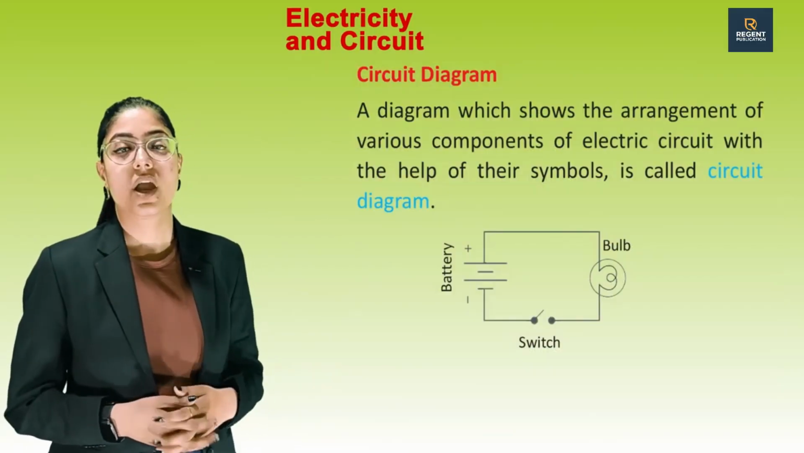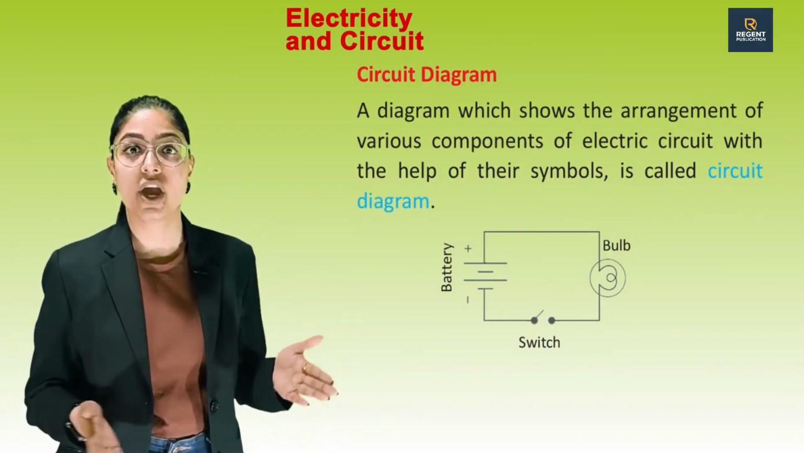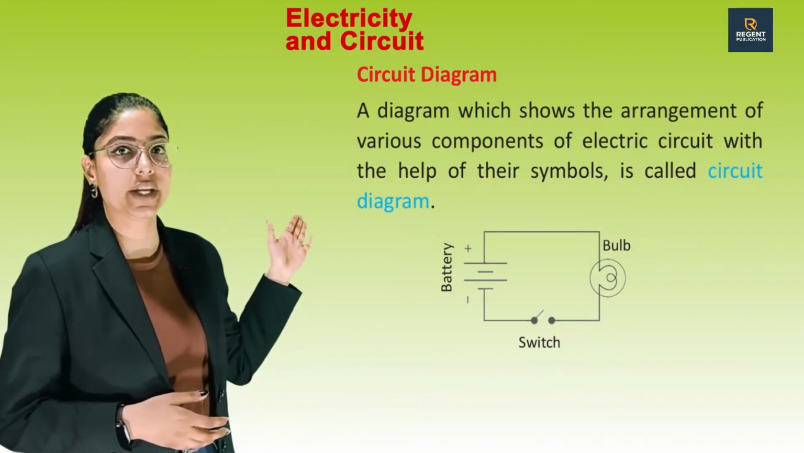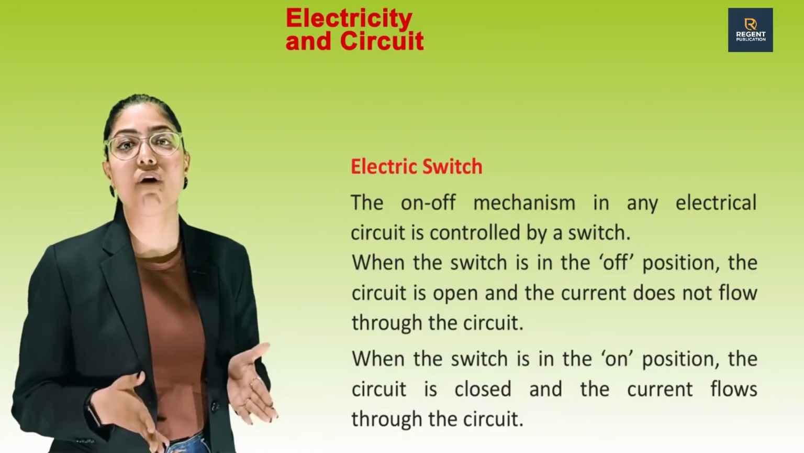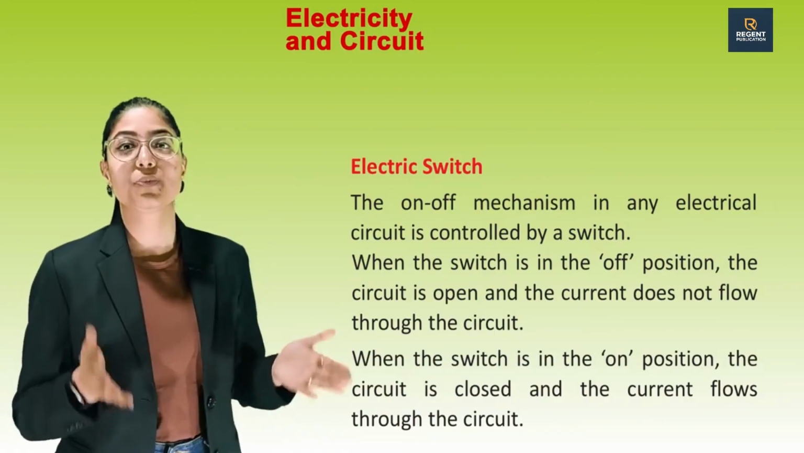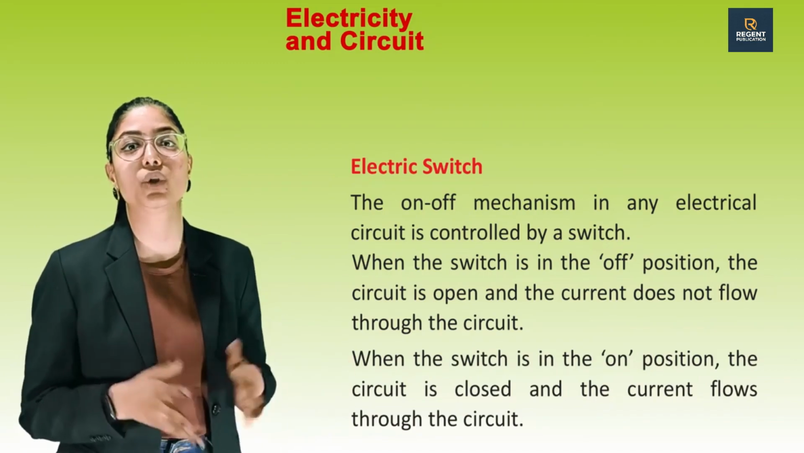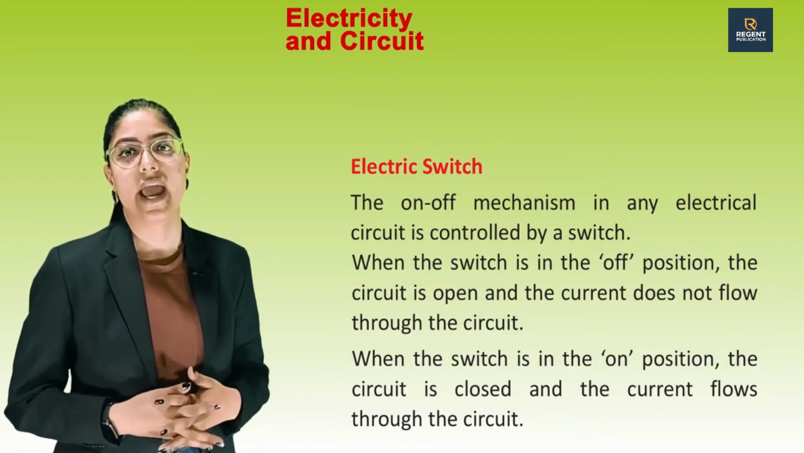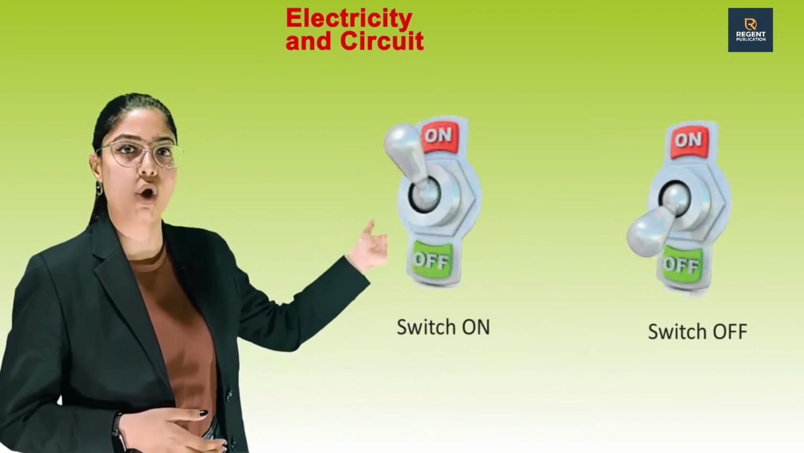Circuit diagram. A diagram which shows the arrangement of various components of an electric circuit with the help of their symbols is called a circuit diagram. This is a circuit diagram given to you. Electric switch. The on-off mechanism in any electrical circuit is controlled by a switch. When the switch is in the off position, the circuit is open and the current does not flow through the circuit. When the switch is in the on position, the circuit is closed and the current flows through the circuit. Switch on and switch off.